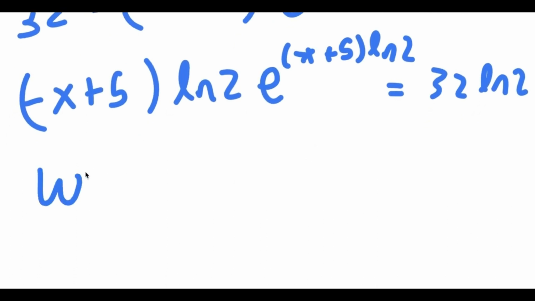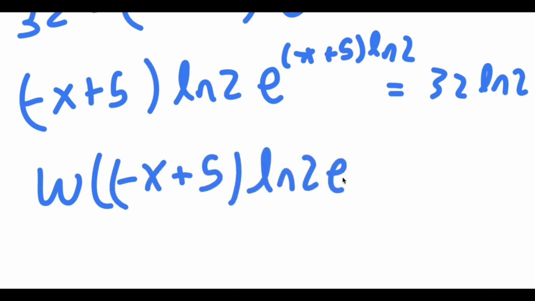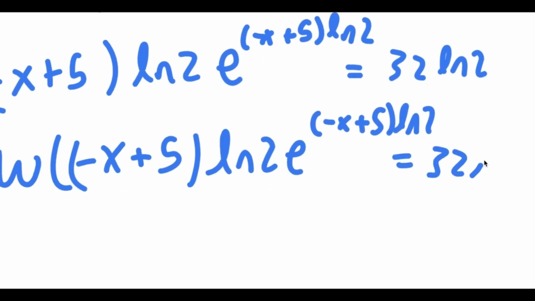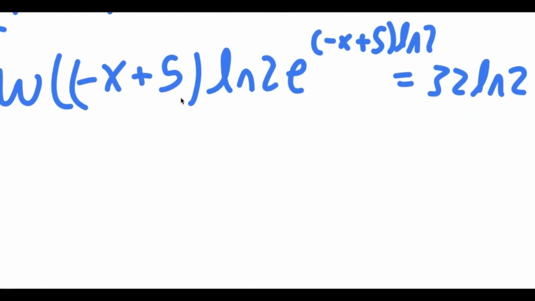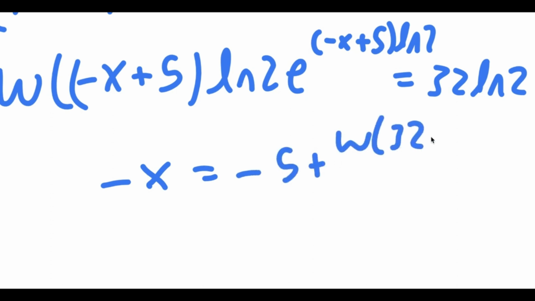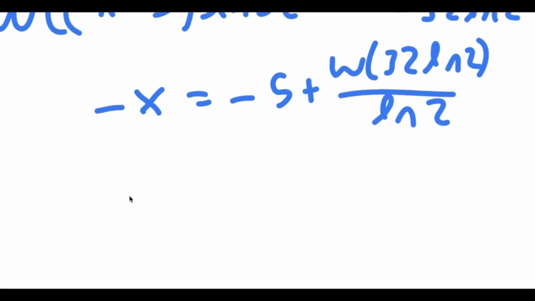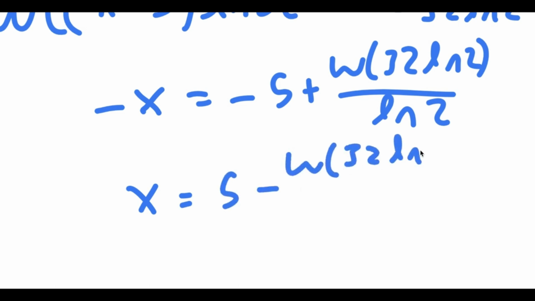And now if I take the W Lambert function on both sides, and if you don't know what this is, I highly recommend researching about it. But after that's done, I'm going to be left with negative x is equal to negative 5 plus W of 32 ln 2 over ln 2. And meaning x is equal to 5 minus W of 32 ln 2 over ln 2.